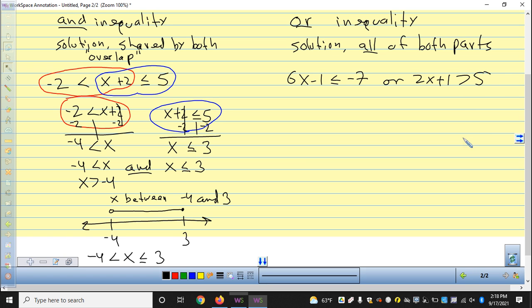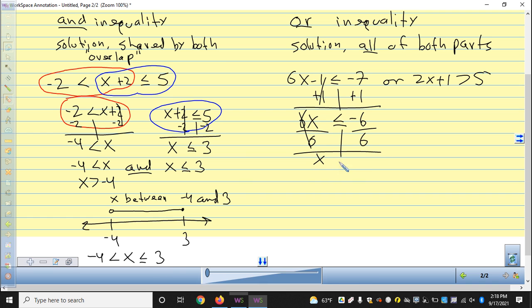I'm just going to solve each of these separately. So for this one, I'm going to add 1 to both sides to start. Those go away. 6x less than or equal to negative 7 plus 1 is negative 6. Divide by 6. Those cancel, and I get x less than or equal to negative 6 divided by 6 is negative 1.